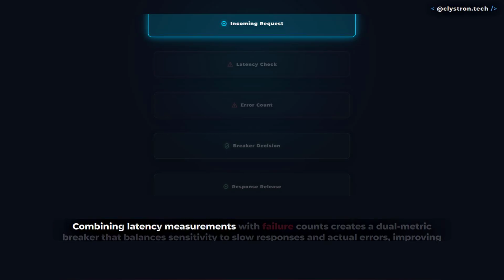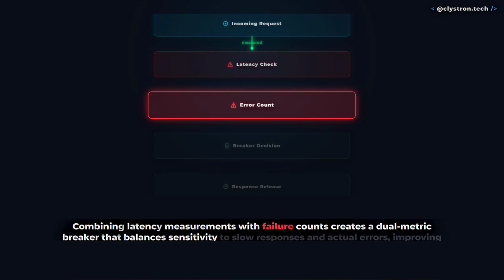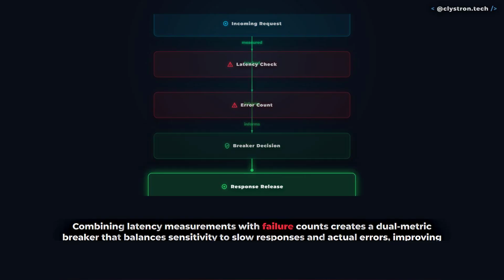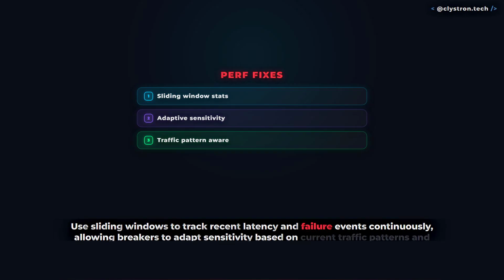Combining latency measurements with failure counts creates a dual-metric breaker that balances sensitivity to slow responses and actual errors, improving detection accuracy and reducing false positives in production. Use sliding windows to track recent latency and failure events continuously, allowing breakers to adapt sensitivity based on current traffic patterns and dynamic LLM behavior fluctuations in production.